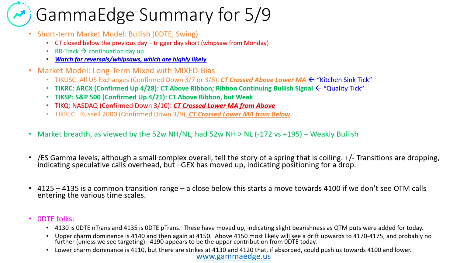The Russell 2000, it's confirmed down. It crossed the lower MA from below, which is it's trying to rear its head to the bullish side, but it's weak, and hence we colored this orange. So a mixed bias. You can see that we really are in this transitory phase, either up or down, and we don't know. Market breadth, viewed by the 52-week new highs and new lows, had the 52-week new highs outpacing the new lows again. Weekly bullish.